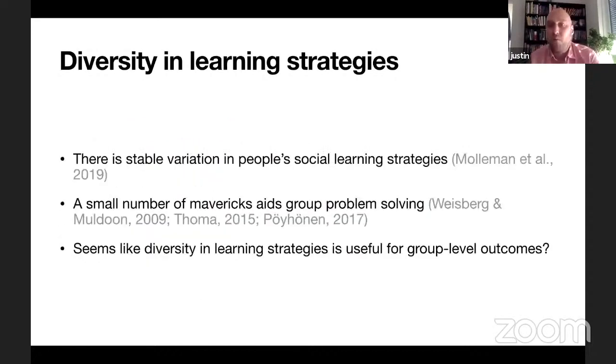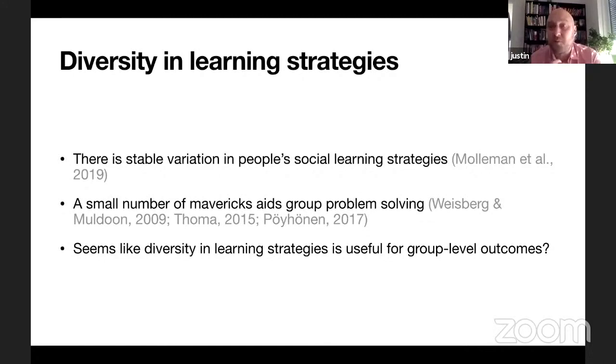So we know that there is stable variation in people's social learning strategies. For instance, some people are stably more maverick-like in their approach, and other people are more conformist. So we know that there is variation on these strategies.